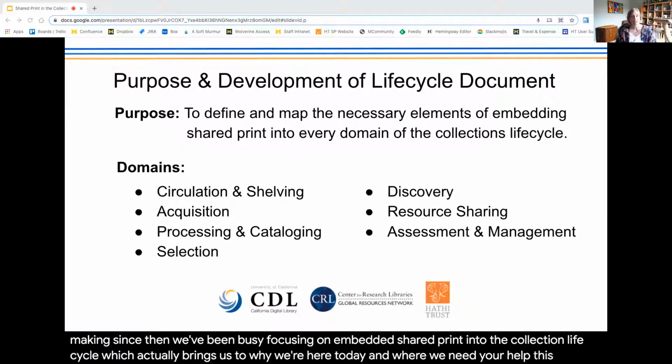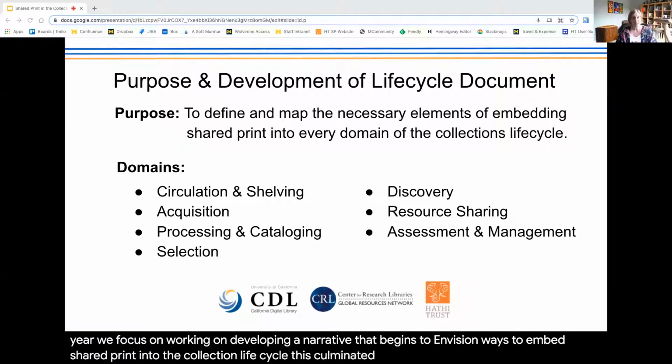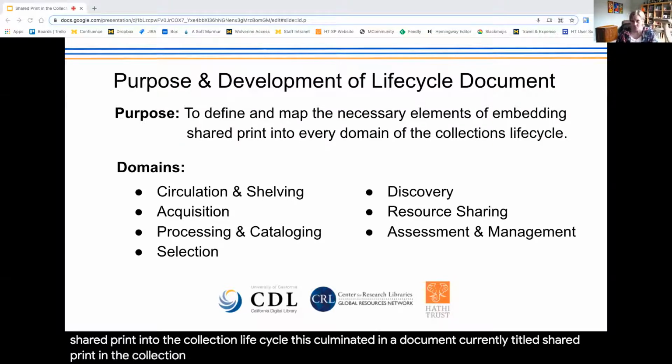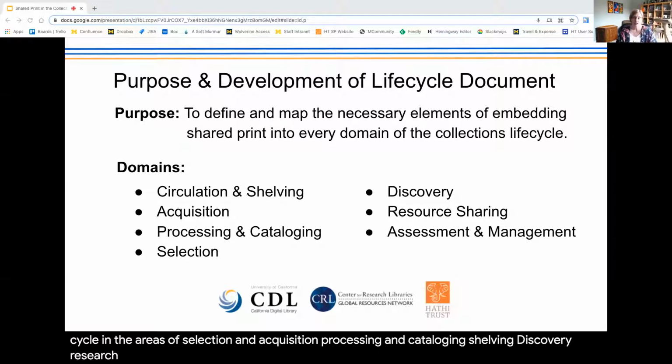This past year, we've focused on developing a narrative that begins to envision ways to embed shared print into the collection lifecycle. This culminated in a document currently titled Shared Print in the Collections Lifecycle. This document envisions how to embed shared print into the lifecycle in the areas of selection and acquisition, processing and cataloging, shelving, discovery, resource sharing, and assessment and collection management.